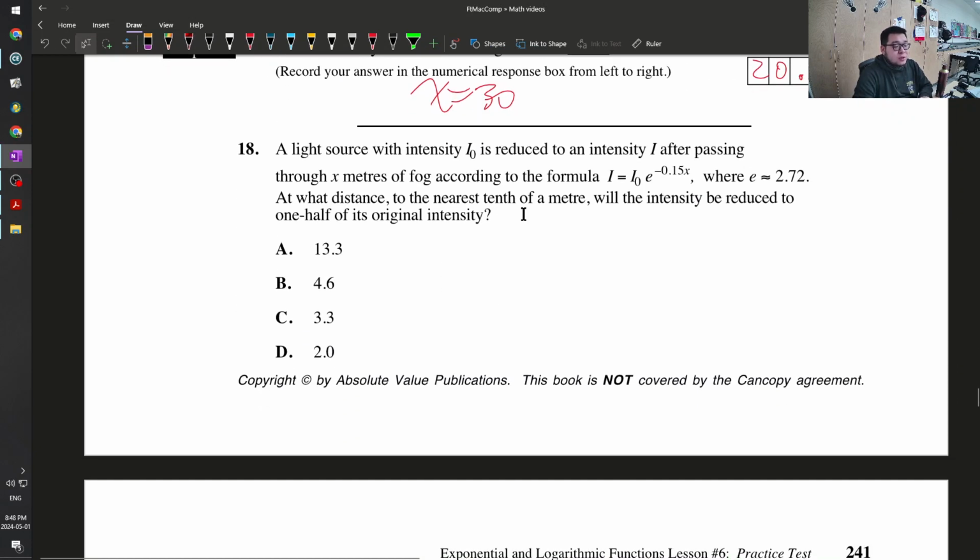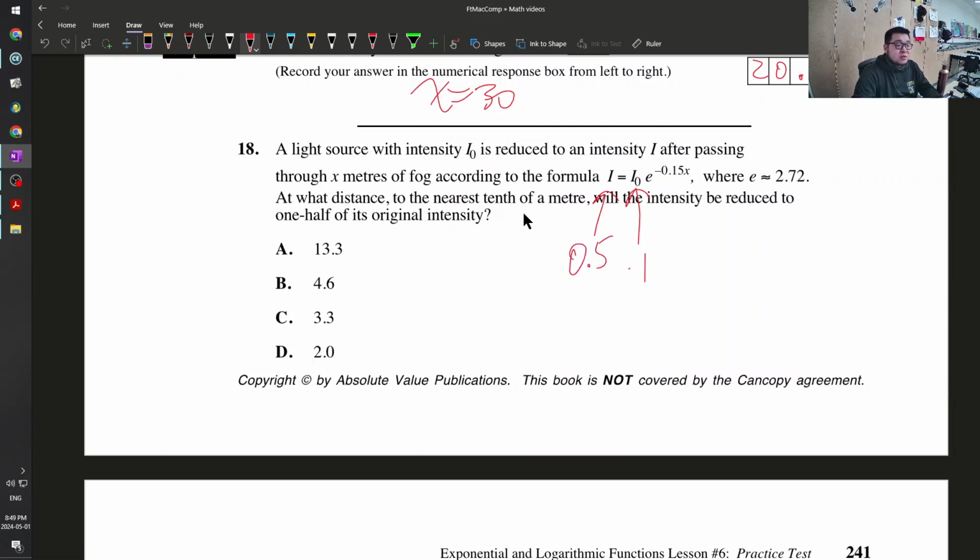Okay, a light source with intensity I0 is reduced to an intensity I after passing through x meters of fog according to the formula I = I0 e^(-0.15x), where e is approximately 2.72. At what distance to the nearest tenth of a meter will the intensity be reduced to 1/2? You can say the initial intensity is 100, and then once reduced to half is 50. Or you can say the initial intensity is 2, reduced to half is 1. I'm going to say the initial intensity is 1 because it is 100%. Then after it got reduced by half, it should be equal to 0.5.